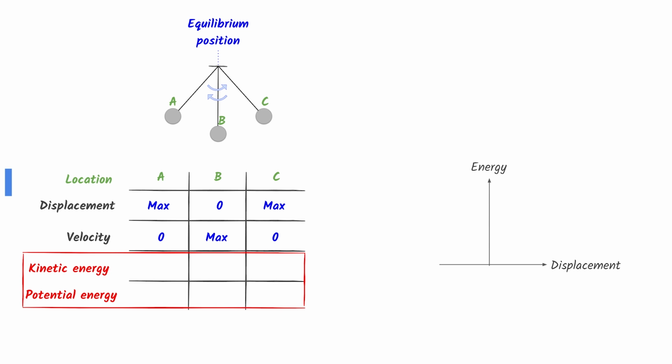Here is a pendulum in simple harmonic motion. You can solve this question using any system undergoing simple harmonic motion. When the displacement is at maximum, the velocity is 0. At 0 displacement, velocity is maximum. This makes the potential energy maximum at maximum displacements and kinetic energy maximum when displacement is 0.